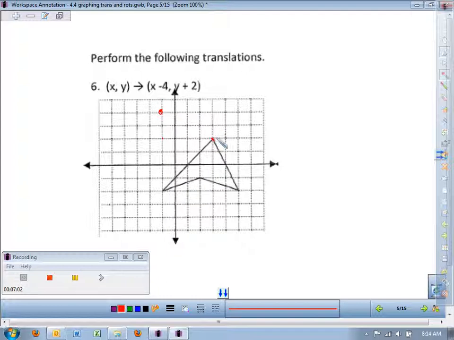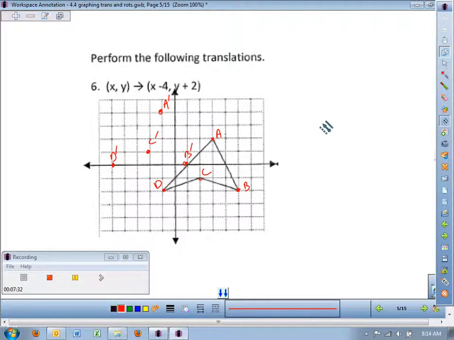I am going to call this A, and call this A prime, so when I connect my dots together, I don't get confused. I'm going to call this B, C, and D. It helps. I'm not going to make you do that, but it helps. 4 units left, 1, 2, 3, 4. 2 units up. There's B prime. C, 4, 1, 2, 3, 4. 2 units up. There's C prime. And D, 1, 2, 3, 4, 2 units up. D prime, and connecting the dots together: A prime, B prime, C prime, D prime, and booyah. That thing slid 4 units left, 2 units up.